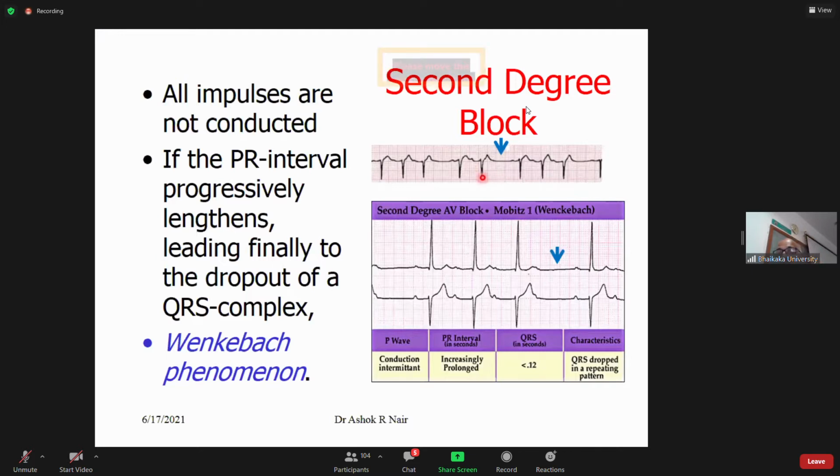This type of block is called second degree block. There is a gradual increase in PR interval, gradual lengthening of this PR interval, and then there's a drop beat. It's called Wenckebach type block or Mobitz type 1.